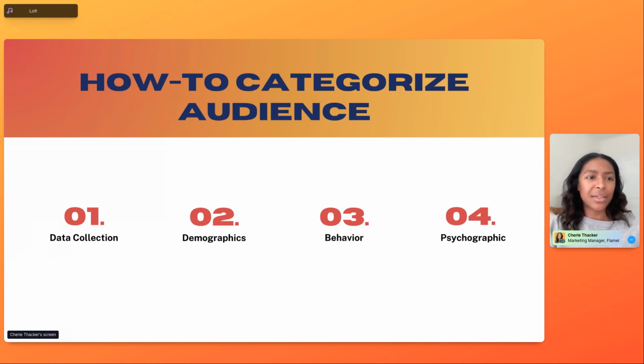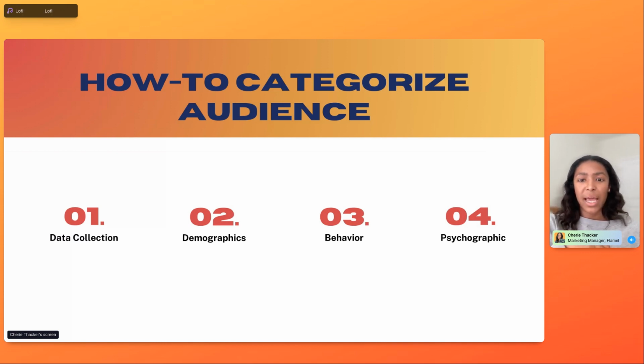So next, going back into how to categorize your audience. This goes back into the segmentation of how to segment your overarching audience. So data collection is number one. I would say, again, those surveys, any type of feedback is crucial, so that you can listen to your audience and know what they are interested in.